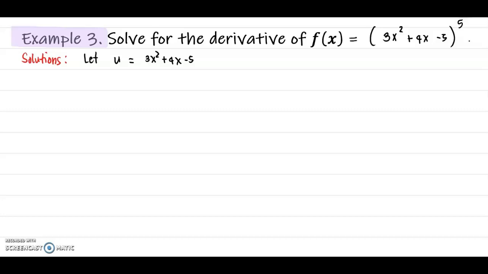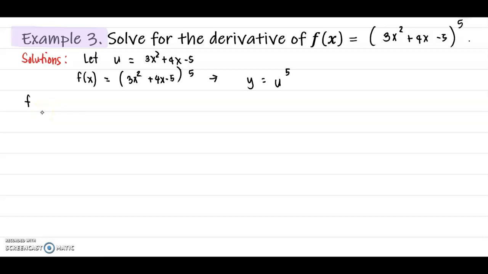Okay, and then rewrite your given function. We have f of x equals the quantity 3x squared plus 4x minus 5 raised to 5. Rewrite that into y equals u raised to 5. Alright, next we can start solving for the derivative.